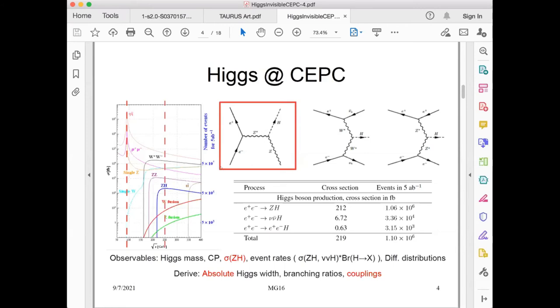Meanwhile, a major advantage of the CEPC is that most of the Higgs bosons are generated with the Higgs-strahlung process, the ZH process, which enables us to do very good dark matter searches via the Higgs invisible decay, because you can tag the Higgs signal using the recoil side, by using the reconstructed Z boson information.